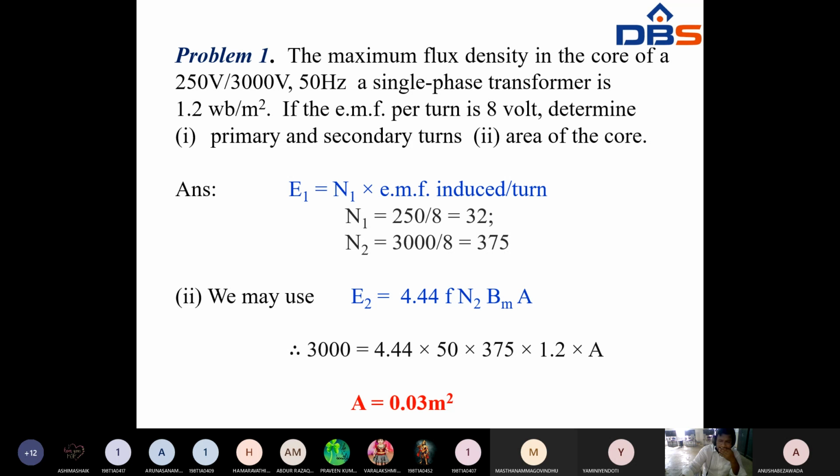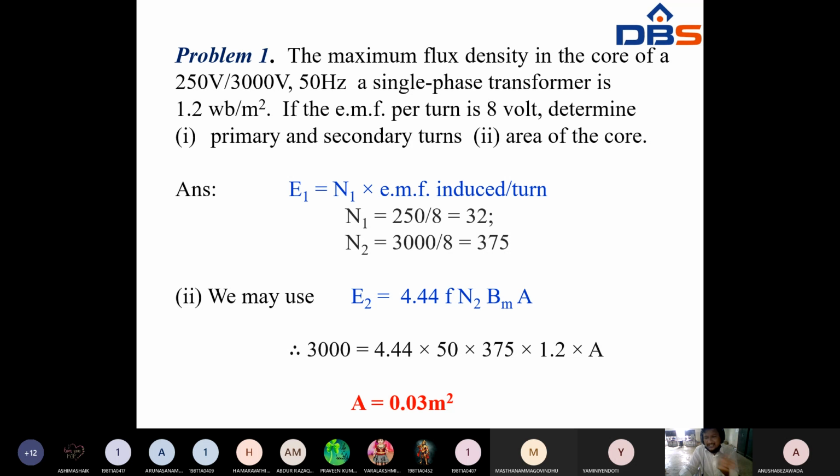So E1 by N1, here I wrote the equation slightly wrong. E1 by N1 is equal to 8, they given. So this is EMF per turn, induced EMF per turn. So don't take these two. EMF per turn is equal to 8. What do we need? We need turns. So N1 is equal to E1 by 8. What EMF is given? If they don't give any, we take 250 volts, because we take E1.